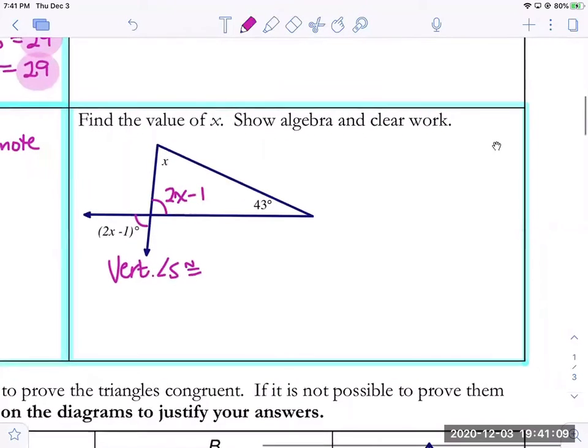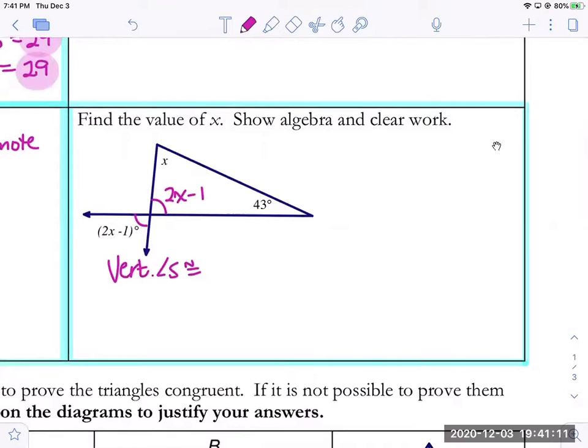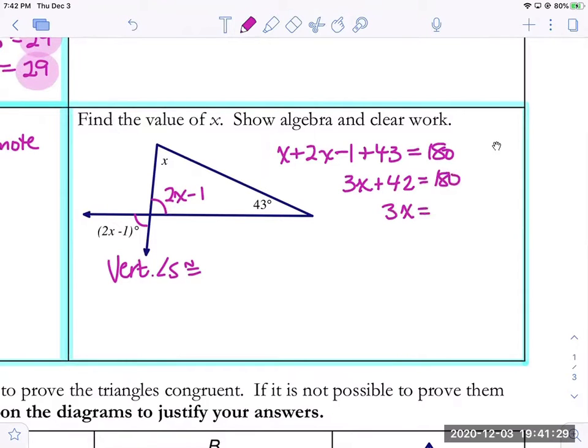Okay, so then we can just do the triangle angle sum theorem, add them up to 180. So x and 2x minus 1 and 43 adds up to 180. So that's 3x plus 42 equals 180. 3x equals 138. X would be 46.